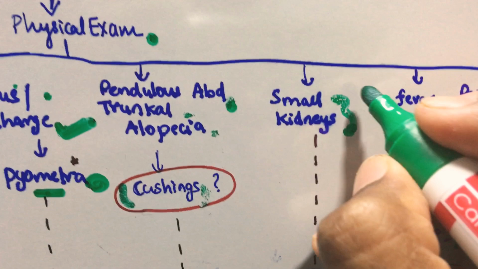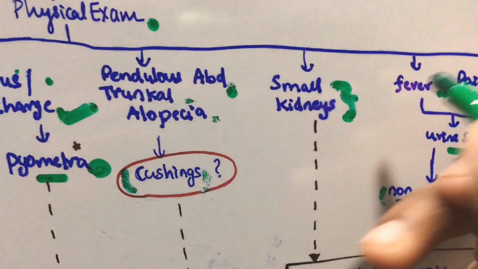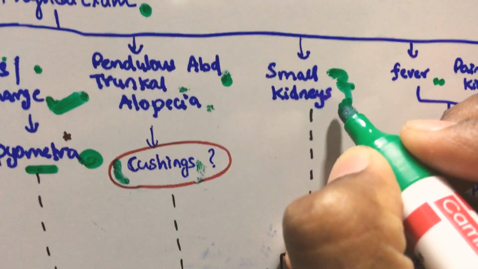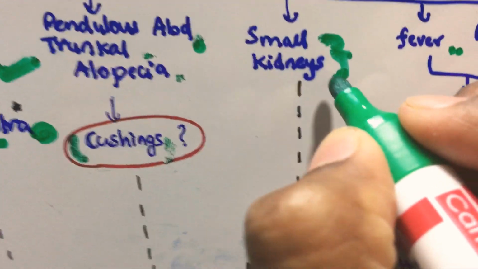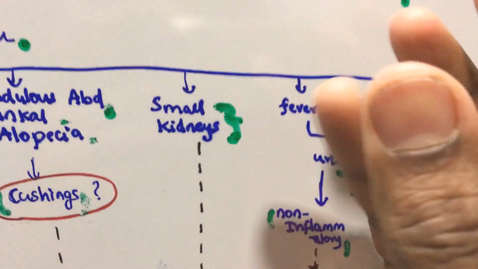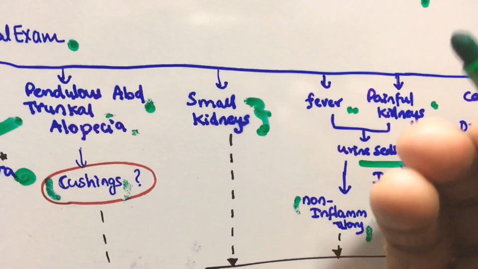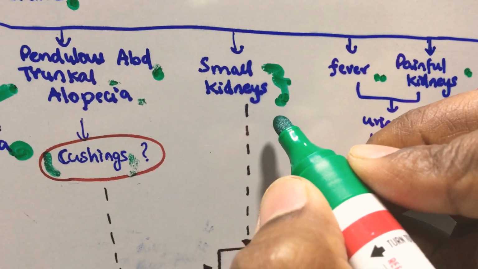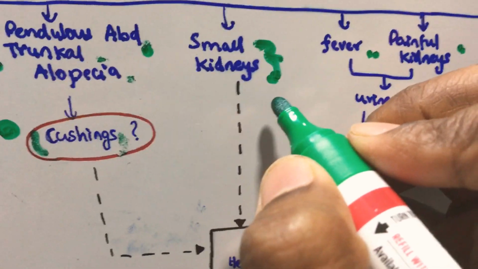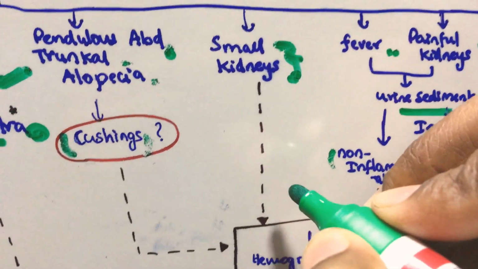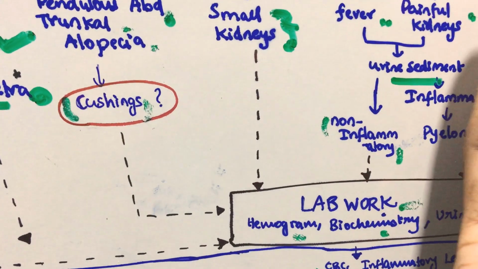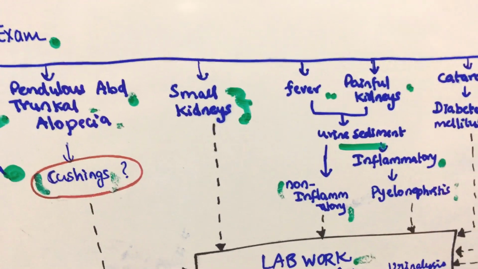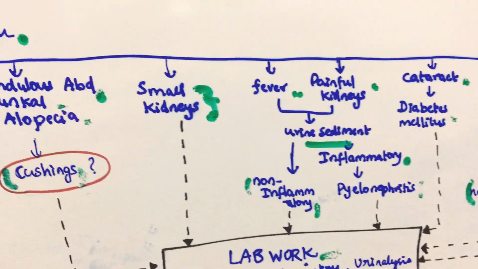Then, on physical examination, this applies for cats, because cats' kidneys can be easily examined by palpation itself. So, if the kidneys are small, that's not normal, right? They can have renal failure. So, you might have to do some further blood work to confirm if the cat has renal failure or not.